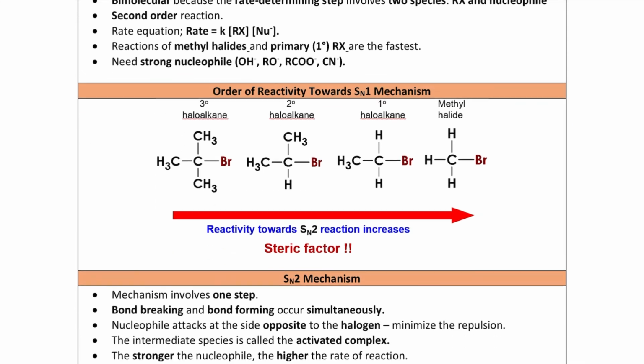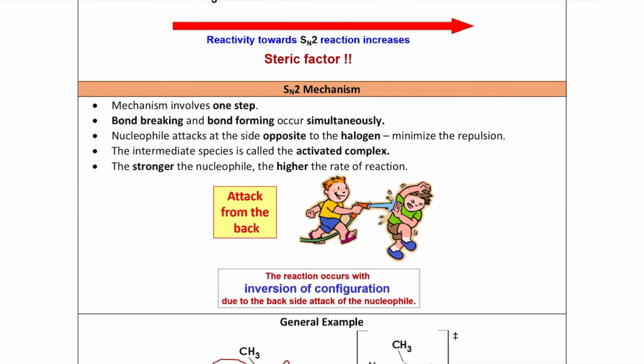So next kita tengok SN2 mechanism. SN2 mechanism only involve one step. Dia consider as one step sahaja sebab kamu kena lalu daripada reactant pergi ke produk, tapi daripada reactant nak pergi produk tu kena lalu intermediate dulu. Dia akan involve bond breaking and bond forming simultaneously. Kiranya kita akan break bond dan kita akan form bond pada masa yang sama.